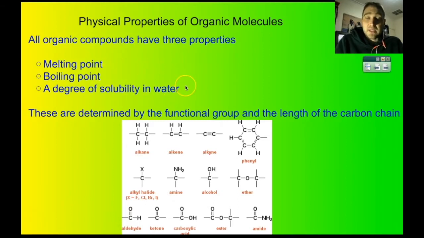All three of these factors are affected by how long the carbon chain is and also what functional groups are present in the organic compound. A group like an amine group here will increase solubility in a compound because you can make hydrogen bonds between the amine and water molecules. An alcohol group present on a really long carbon chain, however, is not going to really affect the solubility that much. So that's what we're going to look at today. We're going to look at how carbon chain length and functional groups affect boiling point and solubility.